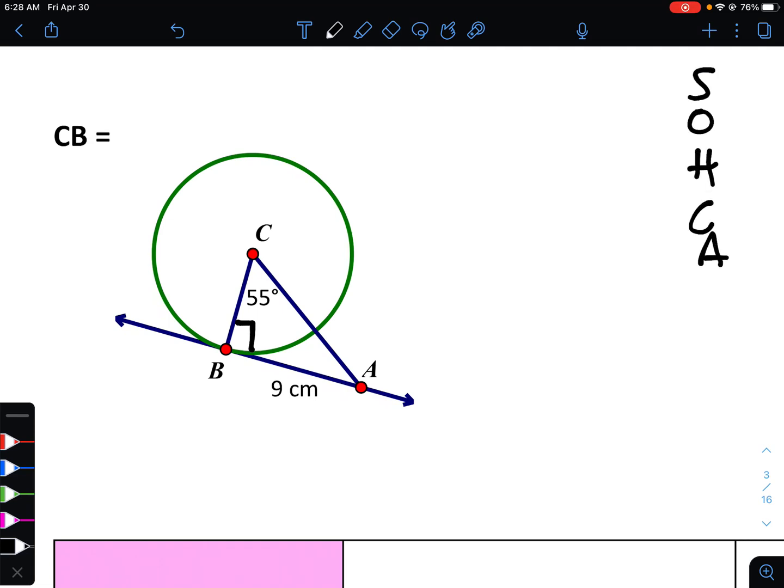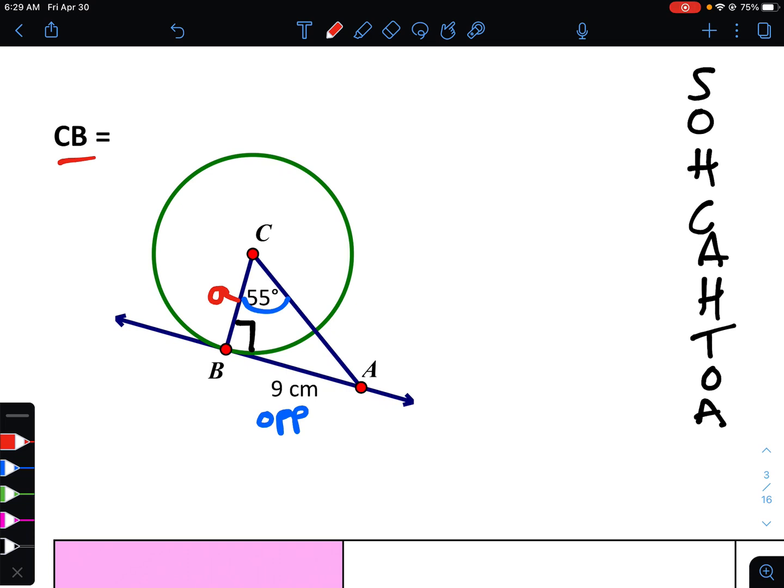So remember, SOHCAHTOA is where we use our trig ratios, sine, cosine, and tangent. So let's look at our angle of 55 degrees and decide which of our sides we're given and which of our sides we want. Compared to 55 degrees, 9 would be our opposite side. And CB is the side we want. That's going to be this side right here, which is going to be our adjacent side. Just for the sake of making this easy to solve for, we're just going to call that A for right now.